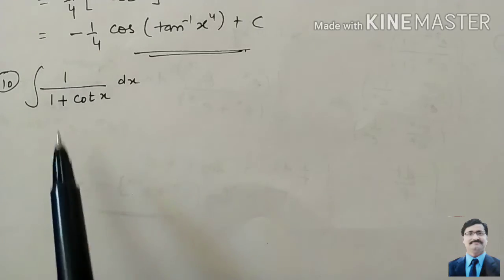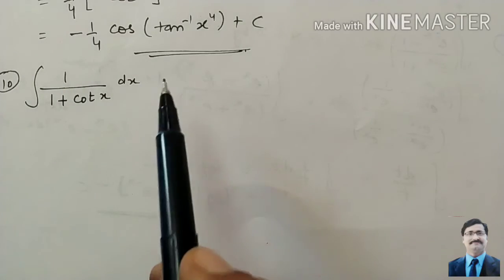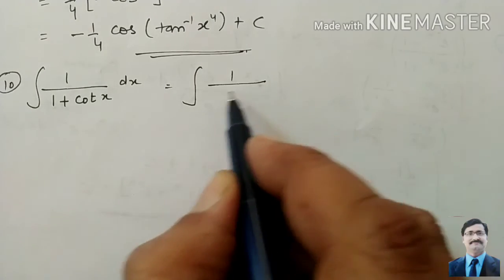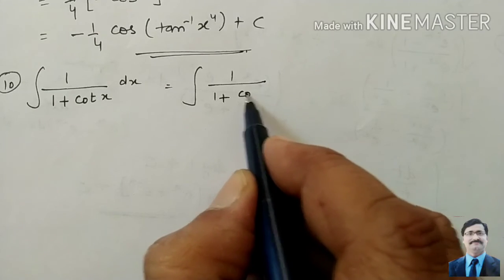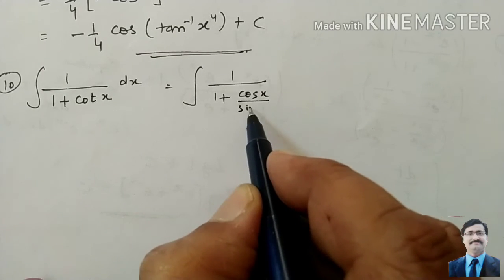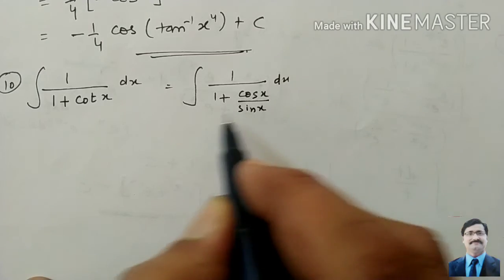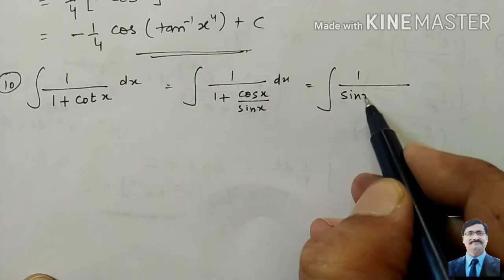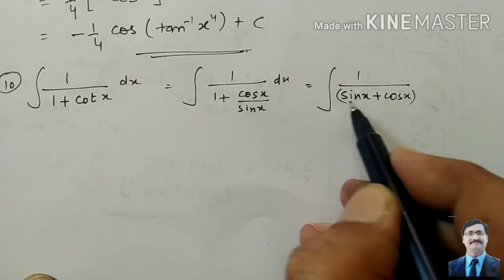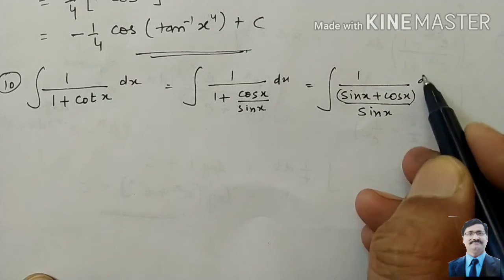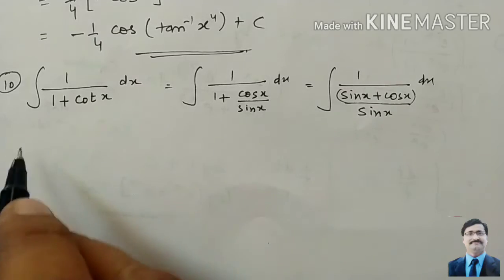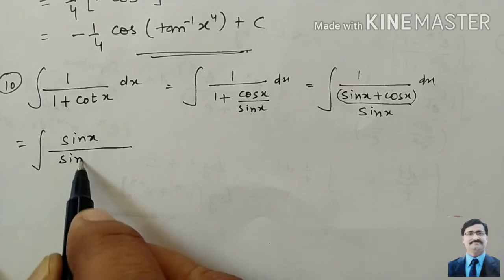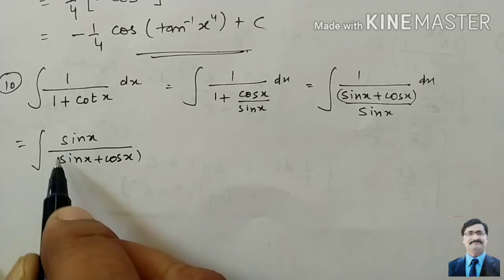Look here, one important question: integral of 1 upon 1 plus cot x dx. Here, this cot x we can write in sine upon cos format, so we can write cos x upon sine x. Now for sine x we take the LCM, and we get 1 upon sine x plus cos x, whole upon sine x. This sin x we take the reciprocal, so we will get sin x upon sin x plus cos x dx.